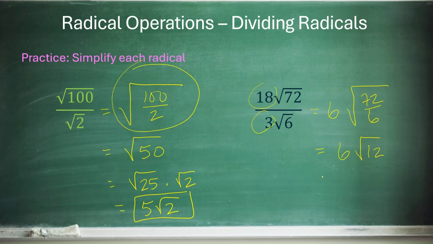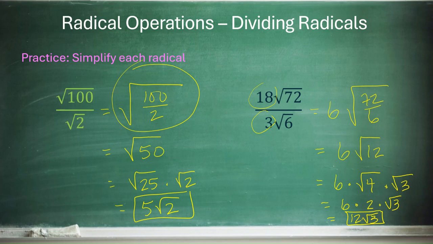And there is a perfect square in 12. So I'm going to go ahead and write that out because I know that 12 has 4 as a factor. And 4 is the perfect square times root 3. So I know that this is going to be 6 times the square root of 4, which is 2, times root 3. So that gives me 12 root 3, and that is our simplified expression. Okay.